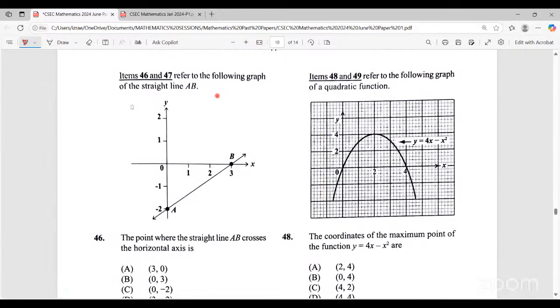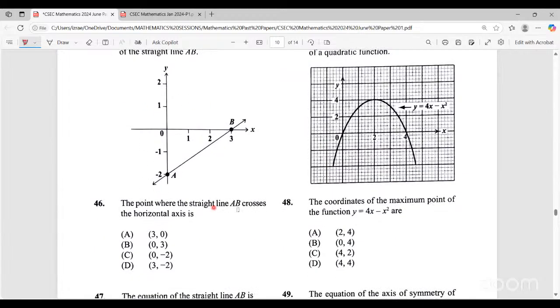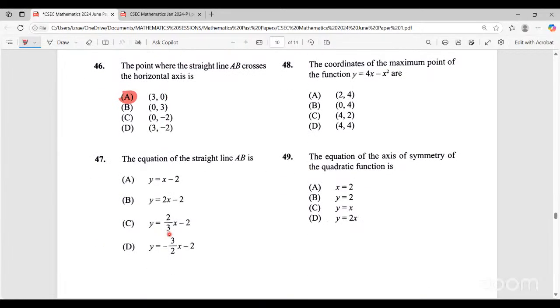All the rest are wrong. 47. In that graph, we have the straight line AB. The point where the straight line AB crosses the horizontal axis is. So when it crosses the horizontal axis, essentially, that'll be 3. 3 comma 0, that's A. That's pretty straightforward though. 47.